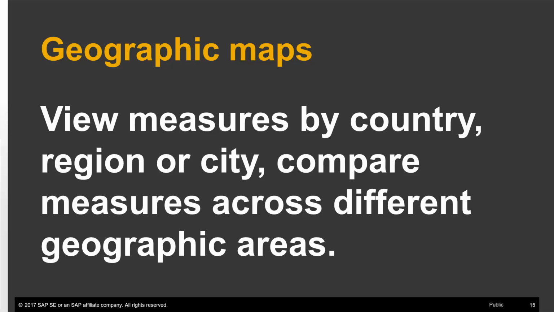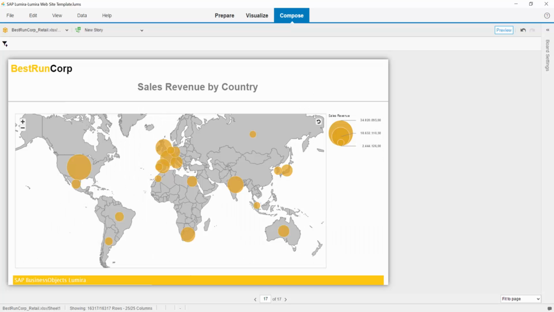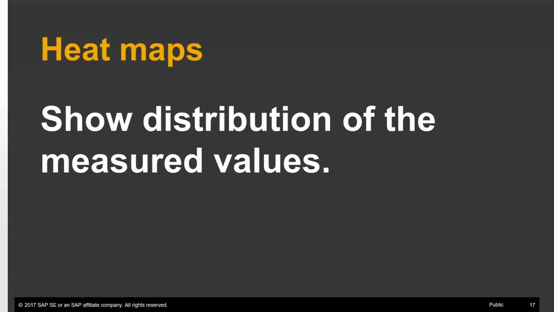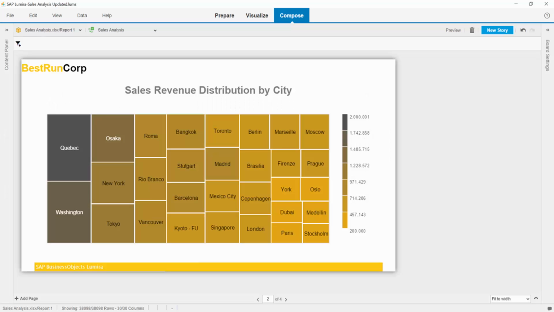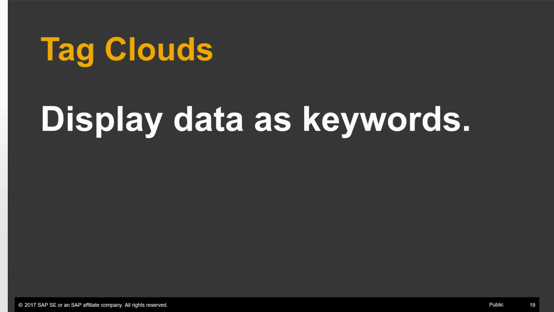It is typically used for viewing measures by country, region, or city, comparing measures across different geographic areas. Note that you can also use a palette of color to reflect the values. Heat maps. Heat maps are often used to show distribution and hierarchical relationship between the dimensions.